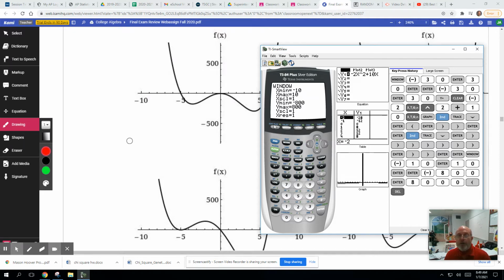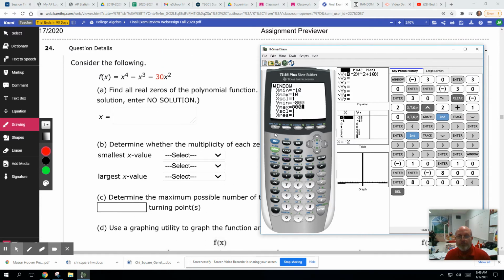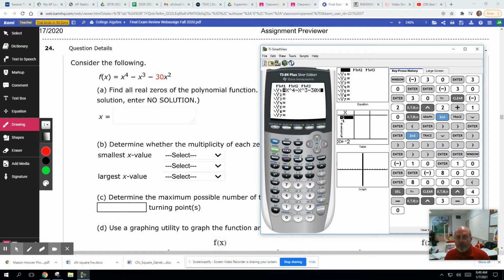All right, now I'm going to put my function in my y equals. So that's x to the fourth minus x cubed minus 30x squared. Then I'm going to tell it to graph. Now this one's nice and pretty. Looks like it intersects at the actual whole number x values.